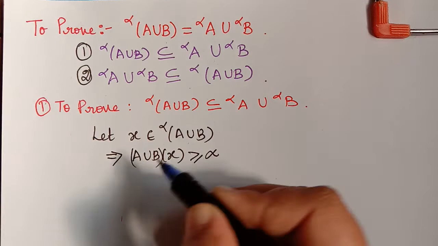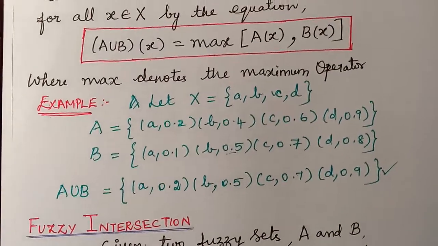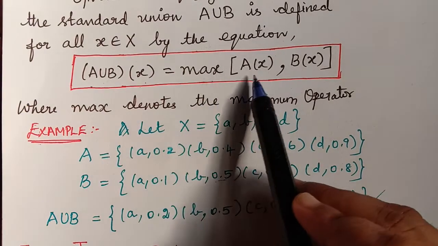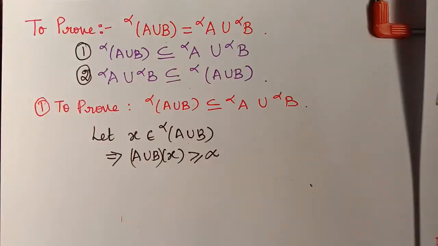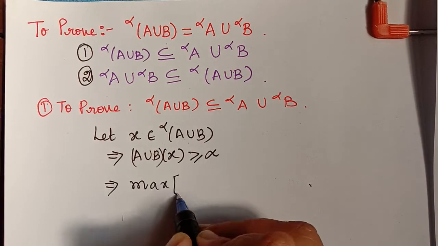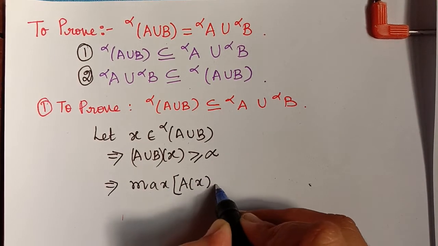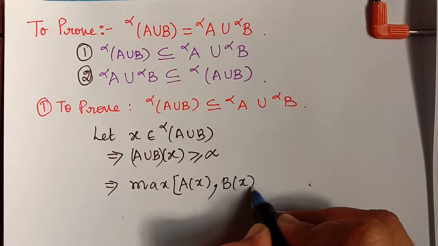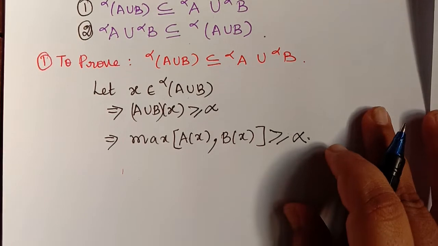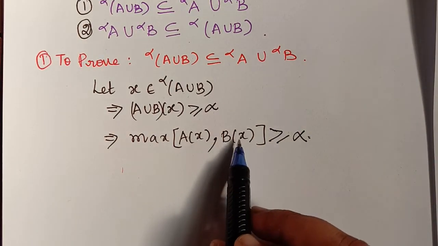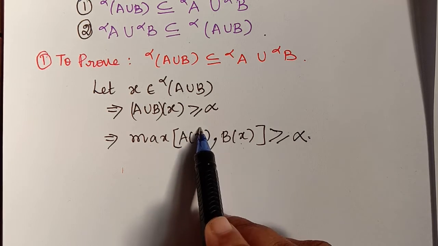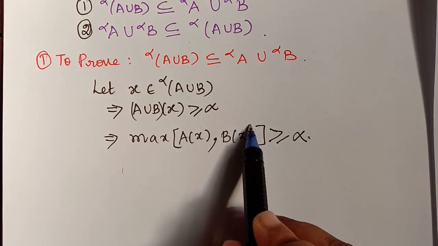Now by the definition of fuzzy union, A union B of X is equal to maximum of A of X comma B of X. So this can be written as maximum of A of X comma B of X is greater than or equal to alpha. Now if you see maximum of this and this, we don't know which is maximum. Either A of X can be maximum or B of X can be maximum.